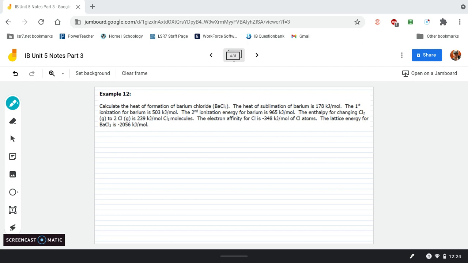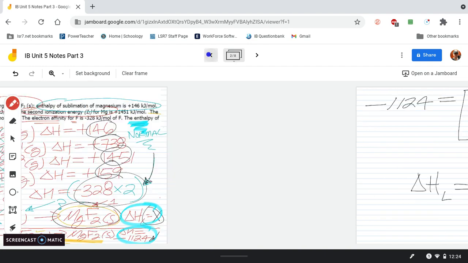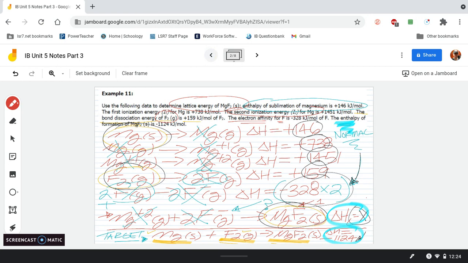Okay, so this Born-Haber example is very similar, and you're going to have practice with this at the end of the note packet. It's very similar, except you can solve for two things in these problems. On the last problem, we were solving for the lattice energy. So that was this step right here. So we were solving for that step.